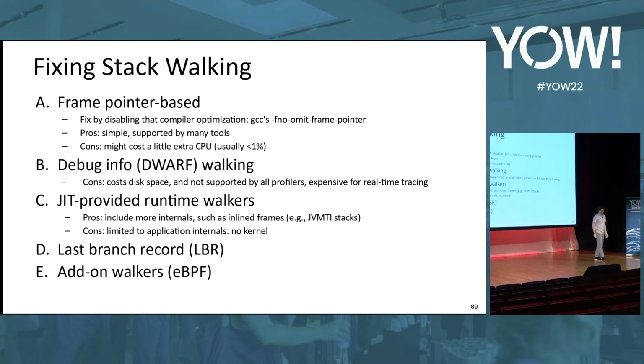Frame pointers are a way to do stack walking. There are other ways to do stack walking, like DWARF debug info. It's good for debuggers, but not great for profilers or real-time things. JITs can provide runtime walkers. They should, because they need to for exceptions and stack traces, and there might be a way to hook into that. Intel has a feature called last branch record to do it in hardware, although it has a limit, and may only reach 32 frames. And there are emerging technologies, add-on walkers using eBPF.